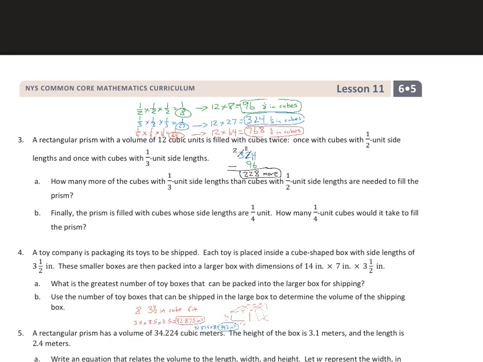Okay, so the answer to number 3 for A, which was 1/3, and how many more of the 1/3 unit length cubes there would be than 1/2, would be 228 more. Here are the numbers of how many of each cube, and then I went ahead and did the 1/4 in that same section to answer letter B. So the answer to B was 768 of the 1/4 inch cubes.